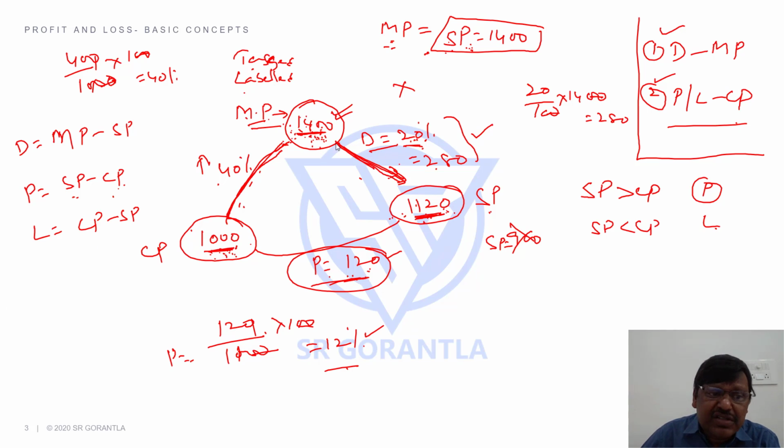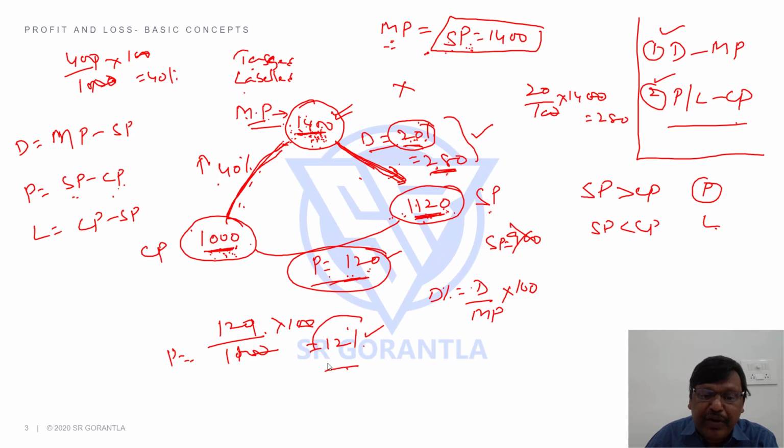When we say discount, it is always compared on market price. When I say there is a discount of 20%, it is 20% on market price. Please remember, discount percentage is discount on market price. You see this 280 is on 1400, that's why it is 20%. Discount percentage is discount by market price into 100. This 280 by 1400 only will give you 20%, right?